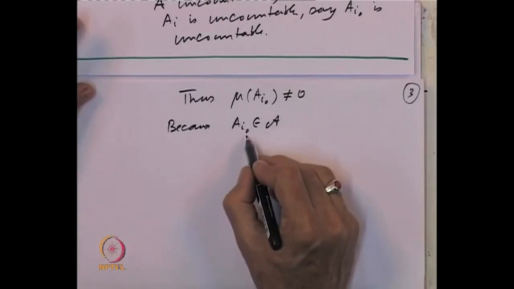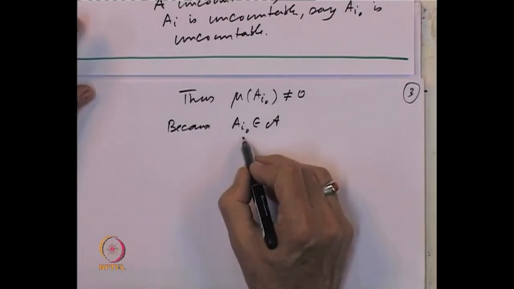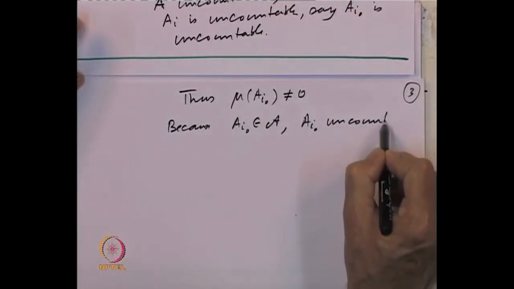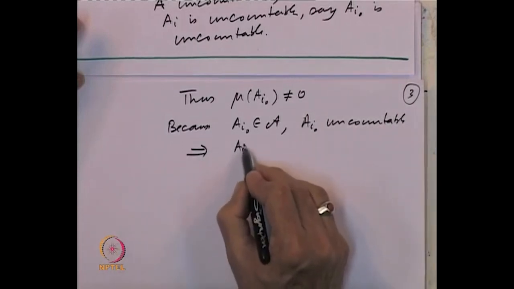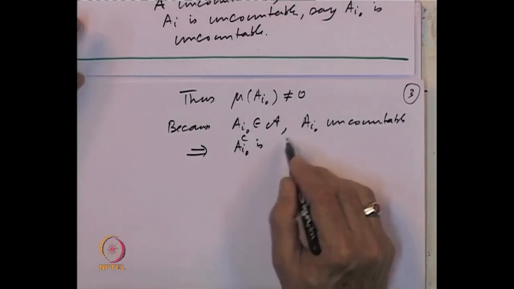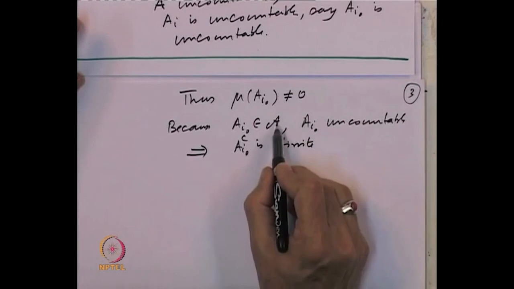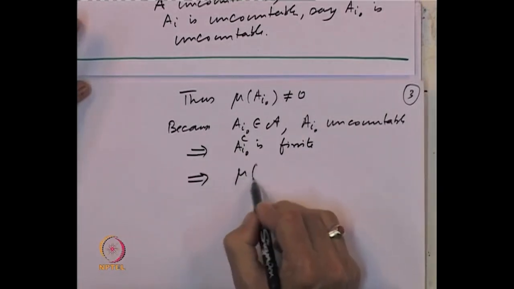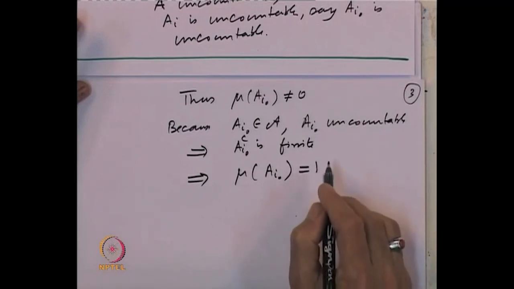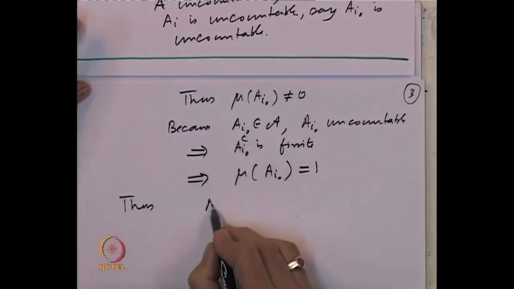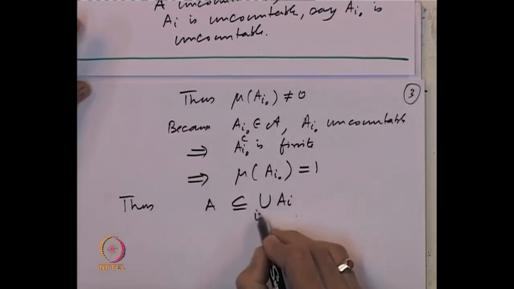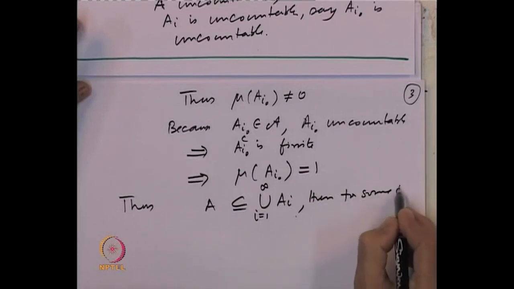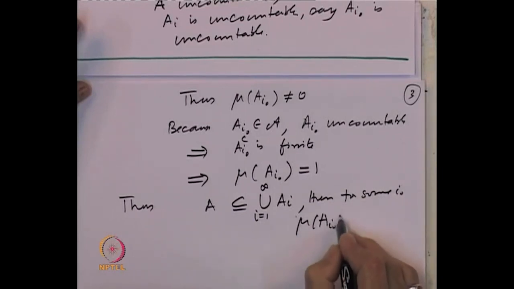So that means either A_{i0} is finite or its complement is finite. But we know that A_{i0} is uncountable. So that implies that the complement of A_{i0} is finite, because it belongs to the algebra. So either A_{i0} has to be finite or its complement has to be finite. So that implies that mu of A_{i0} by definition is equal to 1. So that is what we have shown. Thus, if A is contained in the union of A_i, i from 1 to infinity, then for some i0, mu of A_{i0} is equal to 1.